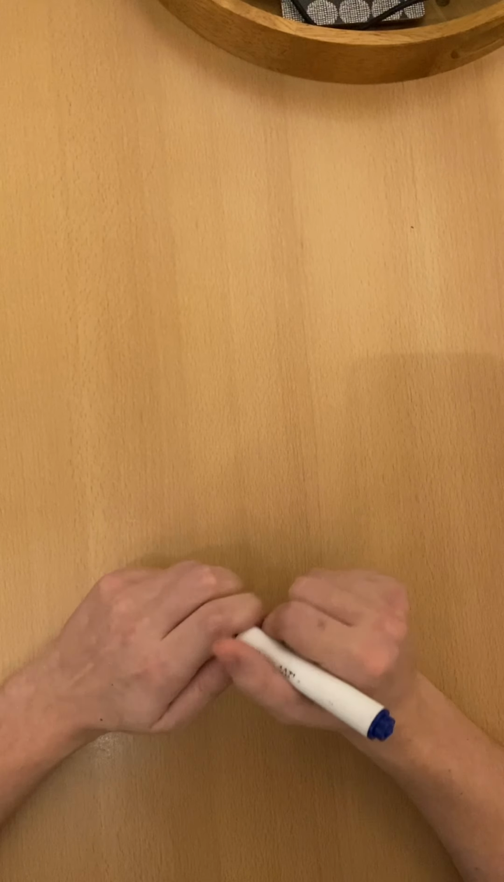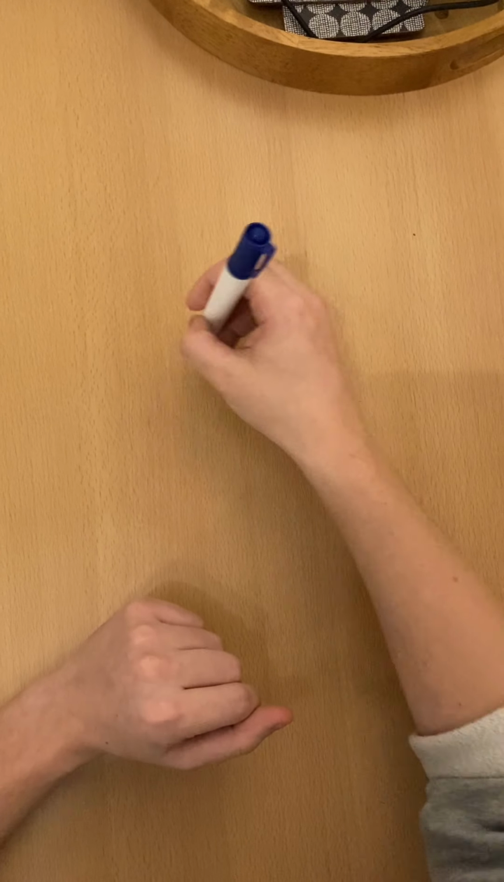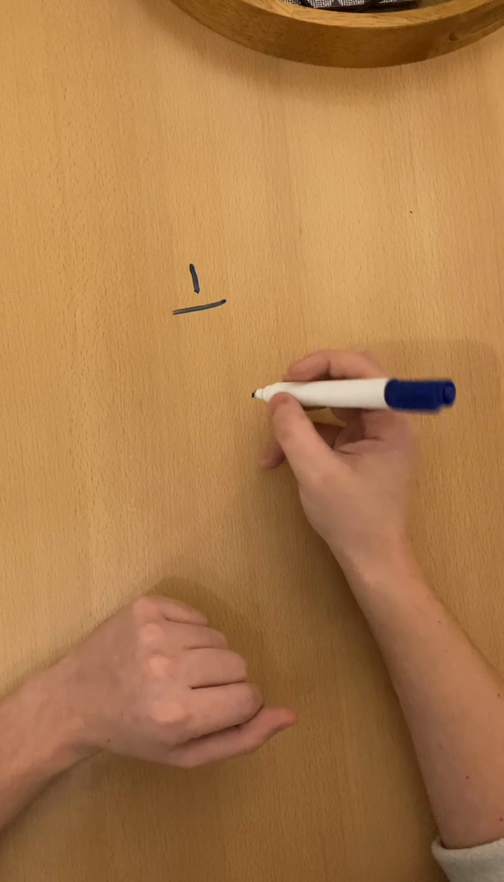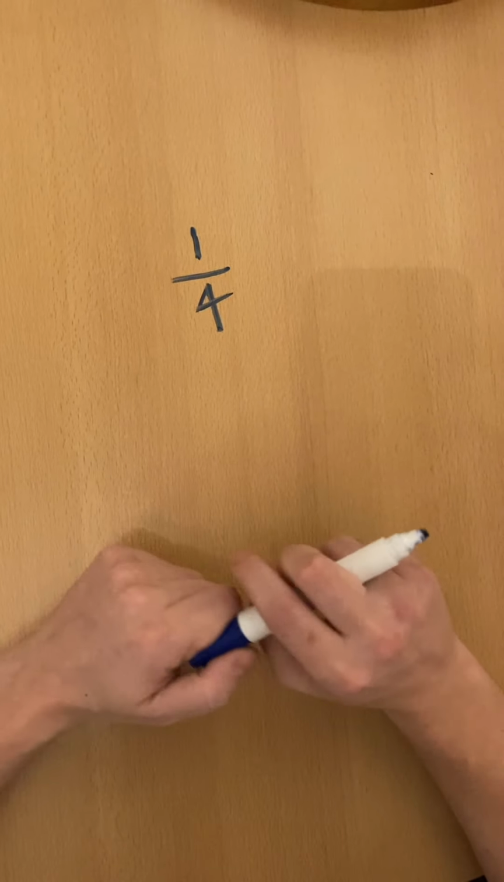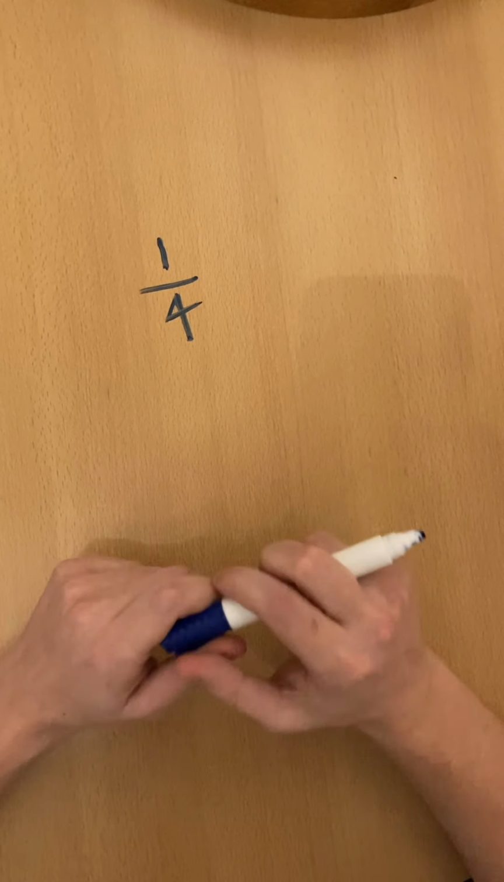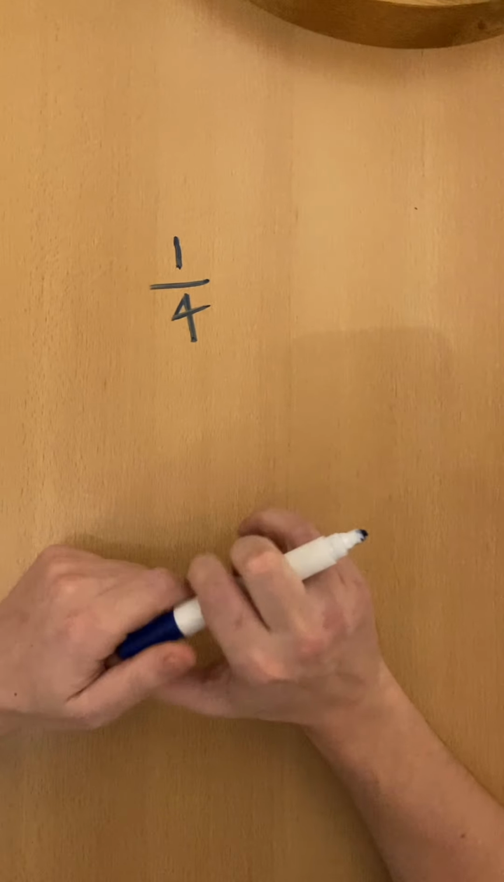Now, to do this, I'm going to use a quarter as my example. So my numerator needs to be a number 1 and my denominator needs to be a number 4. Now, there's a rule when you're finding equivalent fractions. The rule is that you can only find them by multiplying or dividing. In this case, I'm going to start by multiplying.